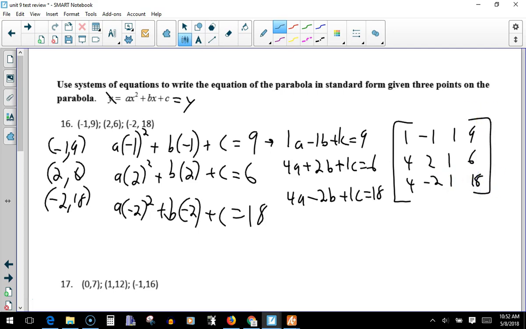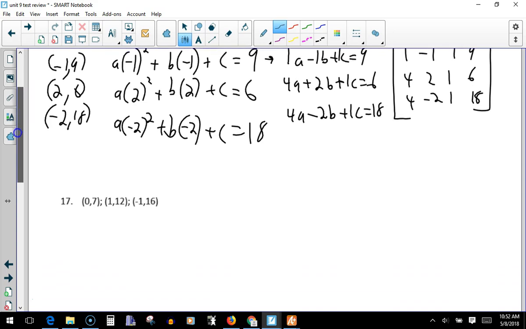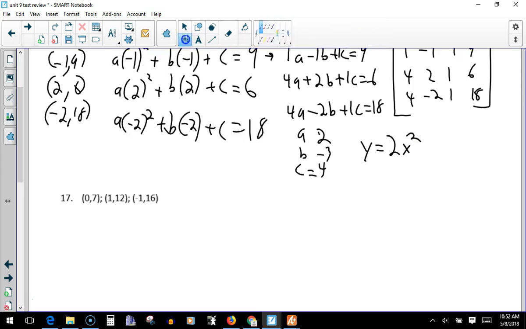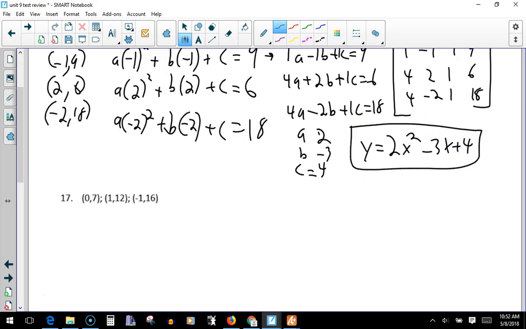I'm not going to show the calculator for this since I've just done it 2 times. What we end up with is A, B, C of 2, -3, and 4. But remember, we're not done yet. We have to plug that back into the original equation of y equals a x squared, plus, we could put -3, we just write -3x, plus c, which is 4, and we're finished. This is the answer. Don't stop early.